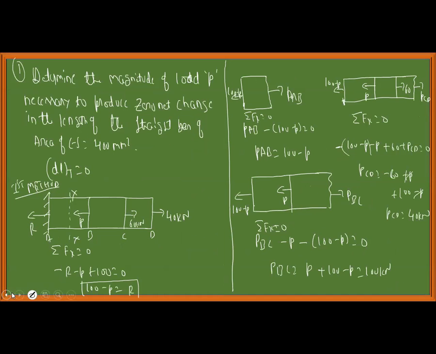Now we have found the reaction force. The reaction force will be 100 minus 170, which is equal to R. R is equal to minus 70 kilonewton. Now if you sum all these forces, you should get the total force equal to 0. Minus 70 plus 170 minus 70 minus 70. This is R equal to minus 70, right?